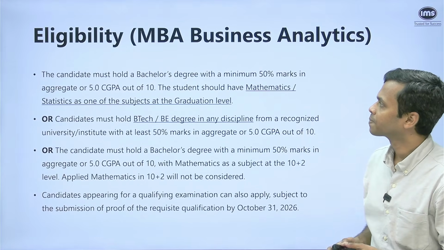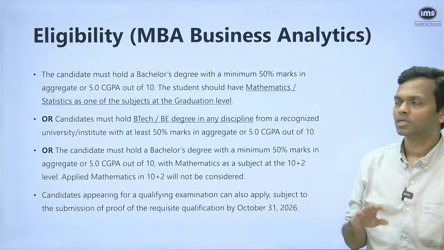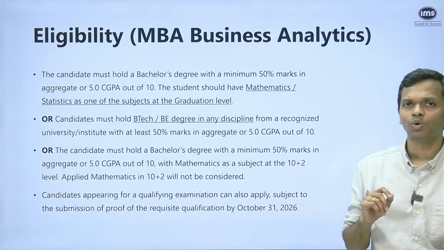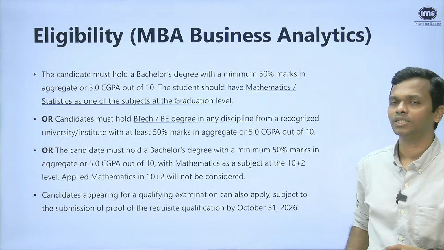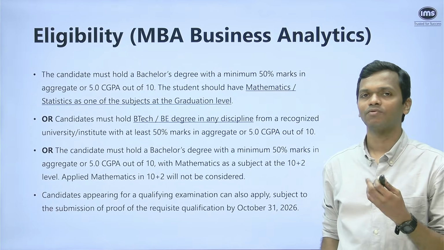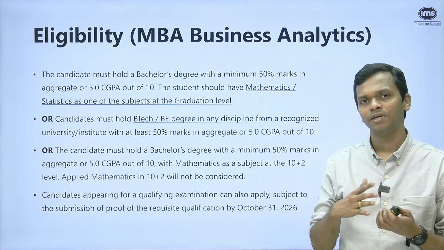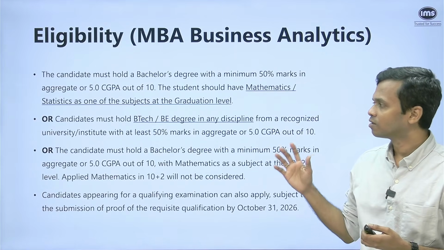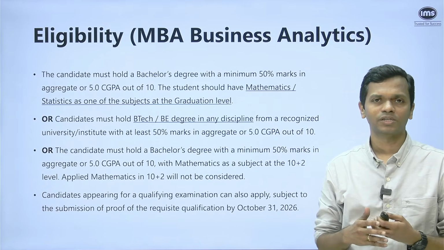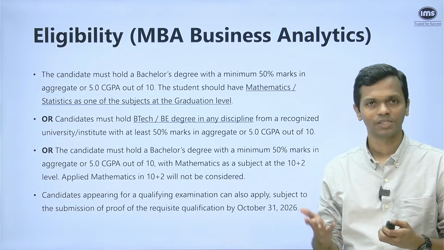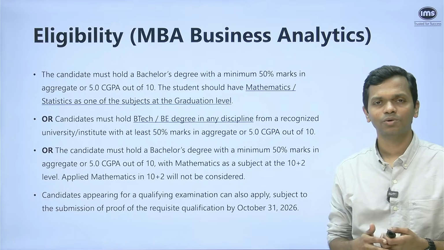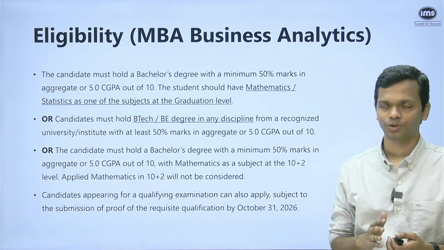Let's talk about that. Firstly, the bachelor's degree requirement is the same. So 50% is what you need, but the student should have maths or stats as one of the subjects at the graduation level. So you need to have either mathematics or statistics in your graduation subjects. The exact name can be a little different. For example, for some students, the subject could say business statistics or business mathematics. That is okay, as long as you have stats or maths at the graduation level.